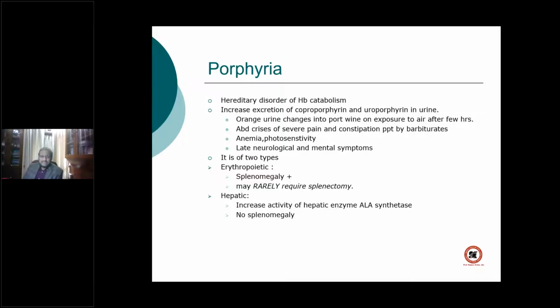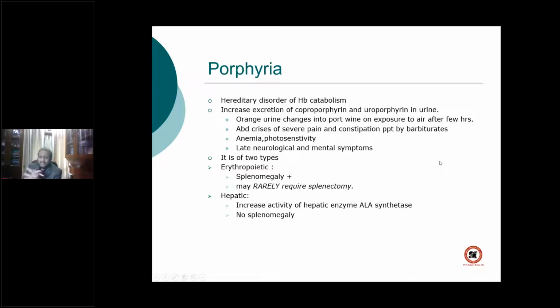Porphyria is the other condition where splenectomy may help. Porphyria, we all know, is a disorder of hemoglobin catabolism. So now we talk about hemoglobinopathies where the formation of hemoglobin was defective. Now we talk about defective catabolism of hemoglobin. And here we talk about increased excretion of coproporphyrin and uroporphyrin in urine, so that urine looks orange.